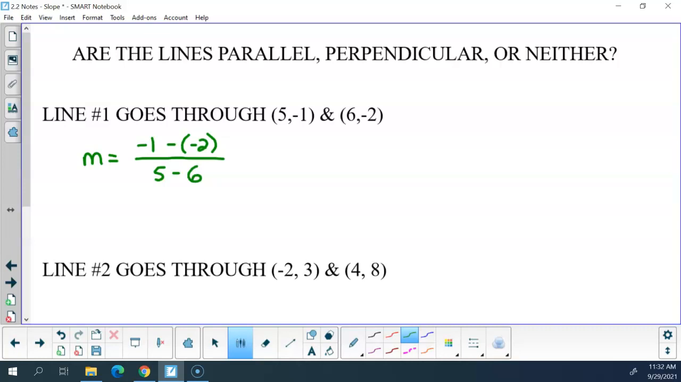-1 minus -2 is +1. 5 minus 6 is -1. So the slope of this line is -1. Agree? Yeah. Okay.